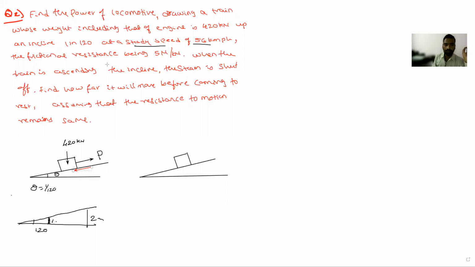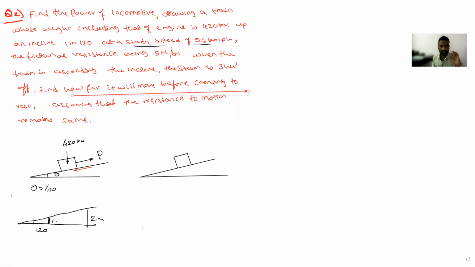When the train is ascending the incline, the steam is shut off. So when the train is moving upward, the engine is shut off. After shut off, what happens? Find how far it will move before coming to rest. Once the power is zero, it keeps moving, then there is one point at which velocity is equal to zero. You have to determine how far it will move, that is, the distance from the shut off condition.